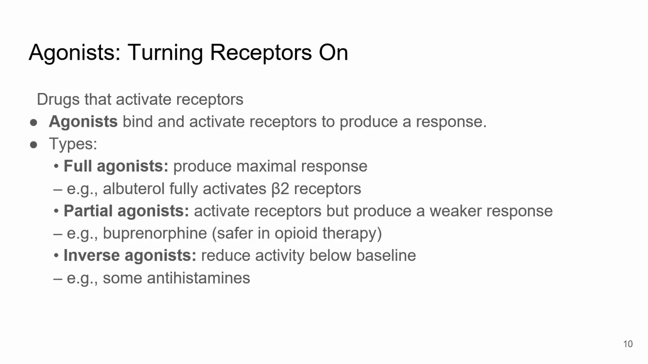And then with inverse agonists, we go a step further. Instead of just blocking the receptor, they reduce the receptor activity below its normal baseline level. Some antihistamines work this way, which helps explain both their therapeutic effect and certain side effects. The key takeaway is that not all agonists are equal, and how strongly they activate receptors matters both for their efficacy and their safety.